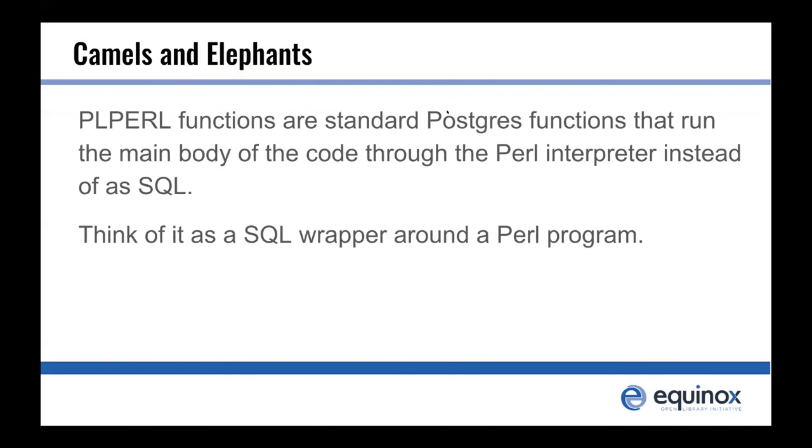So, what are PLPERL functions? Well, the simple way of saying it is that a PLPERL function is a bunch of code in the middle of a SQL function that Postgres knows to call out to the PERL interpreter to run. And it will pass parameters into it, just like it would any normal SQL function, and take a returning value from it.